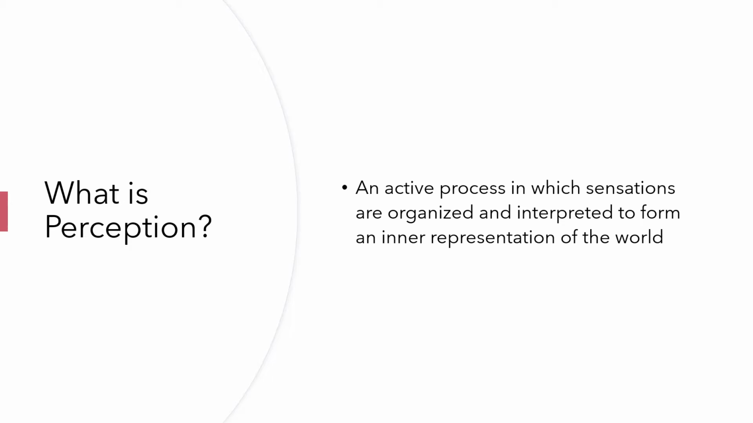So then what is perception? Perception is an active process in which sensations are organized and interpreted to form an inner representation of the world. So, perception is a sorting out, interpretation, analysis, and integration of stimuli by the sense organs and brain. Also, we can define perception as the set of processes by which an individual recognizes, organizes, and makes sense of the sensations one receives from the environmental stimuli.